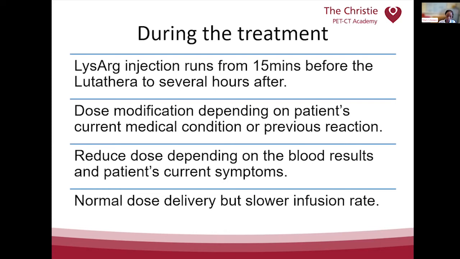And then, depending on the patient's condition, sometimes we reduce the rate at which we infuse the therapy to the patient. There have been patients where we really slow down the rate of the administration, because sometimes they can react, sometimes they can be violently sick if we do it too fast. So there have been times when we really need to reduce the flow rate. Again, depending on the blood results and patient current symptoms, even the dose of the treatment can be reduced. But normally doses can be delivered slower if the patient is struggling. But most times we just carry on as normal and then flush the patient's cannula after, because we need to make sure we get each and every one of those doses into the patient.